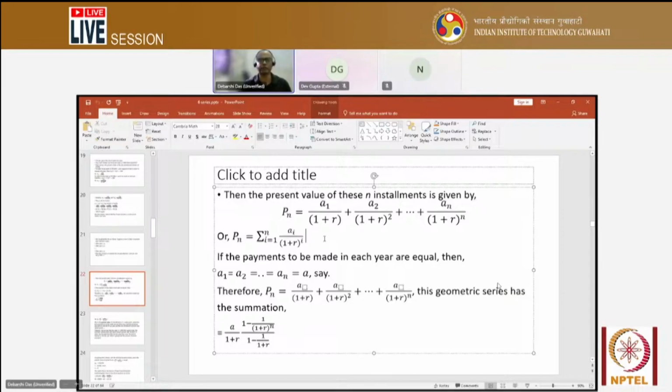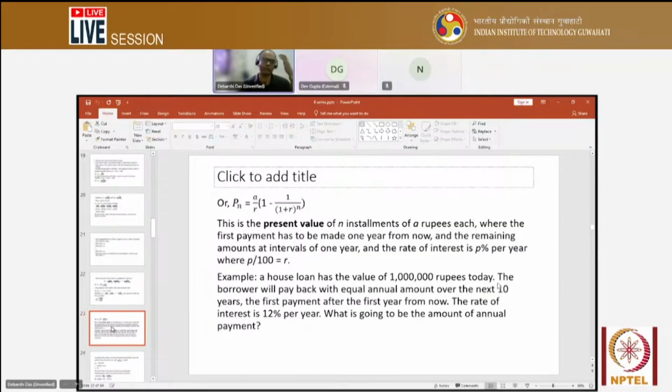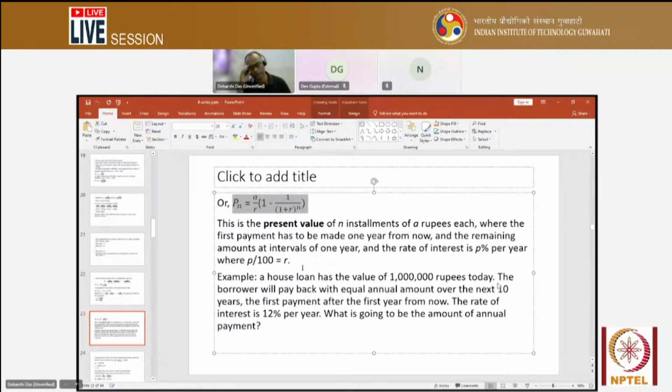But this is for n periods, where the Ais are all different. But what happens if the Ais are all the same? Let us suppose all of them are the same. So that is the case that we have written below. And now it becomes easier to sum it up, and the formula is this one. So this is the PDV, present discounted value, or sometimes also written as present value of n installments of 1 rupee each, where the first payment has to be made 1 year from now, etc.